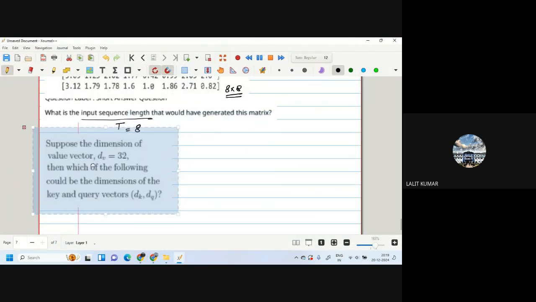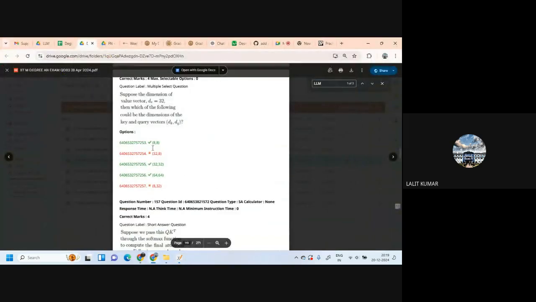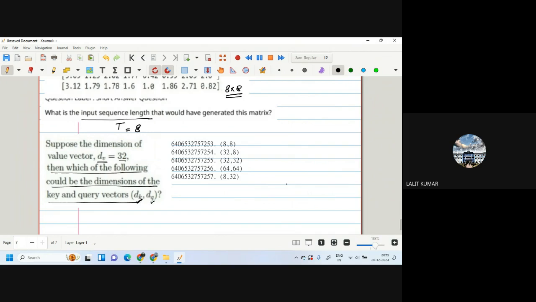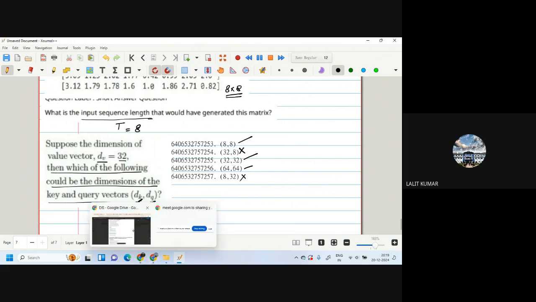The second follow-on question is: suppose the dimension of the value vector dv is 32, then which of the following could be the dimensions of the key and query vectors? They have given some values, and we only have to check that dk and dq have to be of the same size. So all the same-size options are the correct ones. Incorrect are those where the sizes are wrong. So again, it has come from the concepts only.